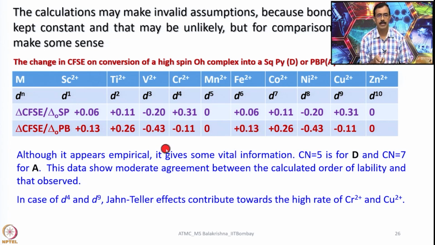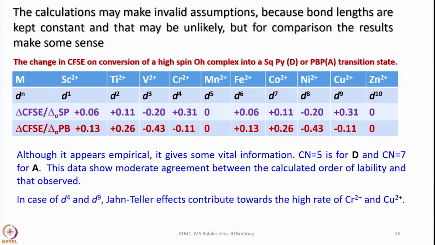For example, coordination number 5 is dissociative and coordination number 7 is associative, that is what I mentioned. This data show moderate agreement between the calculated order of lability and the observed ease with which one can perform substitution reactions. And of course, in case of D4 and D9, if you see the values, this is due to the net Jahn-Teller effects contribution towards the high rate you see here. So, that means crystal field splitting and the ligand field geometry have some influence on substitution reactions.